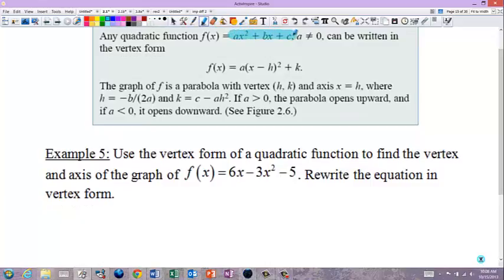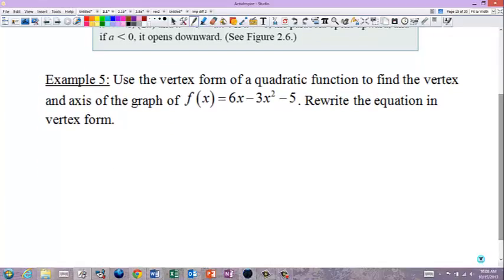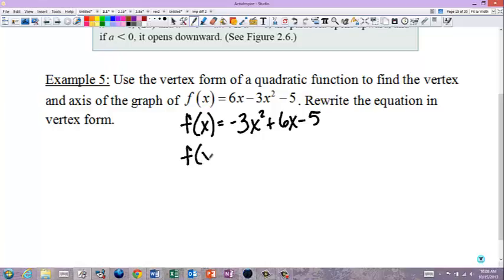This is new. Converting standard form into vertex form. This is standard form. This is vertex form. You rewrite it first, put it in standard form, so it would be negative 3x squared plus 6x minus 5, and we do what's called a modified completing the square. We group the negative 3x squared plus 6x together and add a blank, and then the minus 5, and you minus a blank.